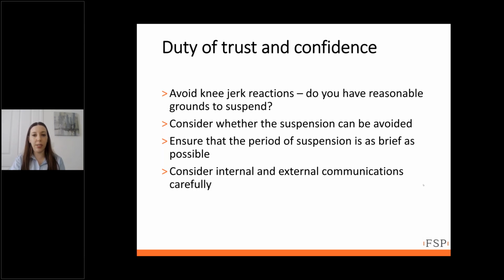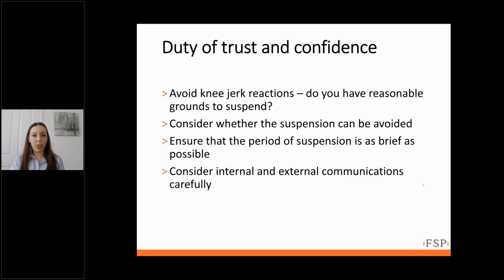And therefore, employers will need to ensure that with any suspension they carry out, they aren't breaching the implied duty of mutual trust and confidence between an employer and an employee, as this could result in a constructive unfair dismissal claim by the employee. And as a reminder, this is where the employee would be arguing that they've been forced to resign due to a repudiatory or serious breach of contract by the employer. So what can employers do then to try and avoid breaching that duty of trust and confidence?